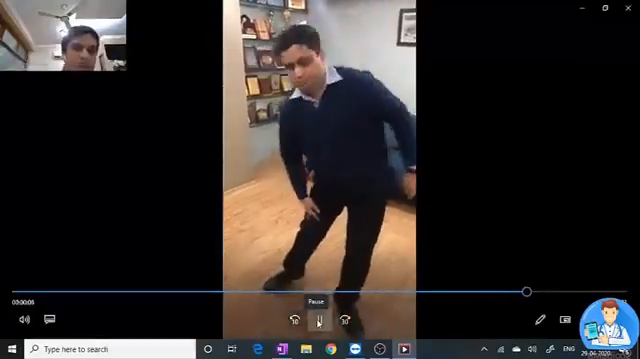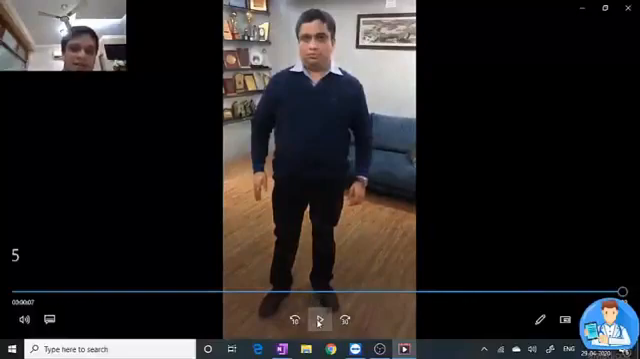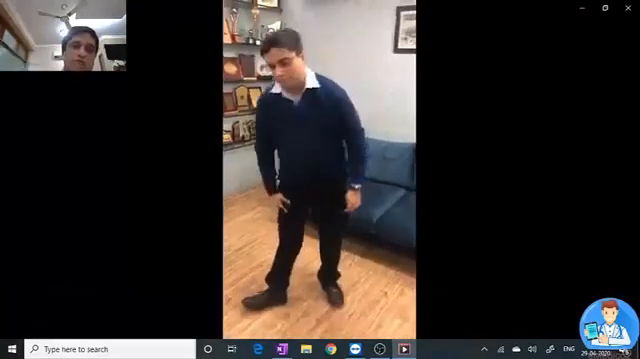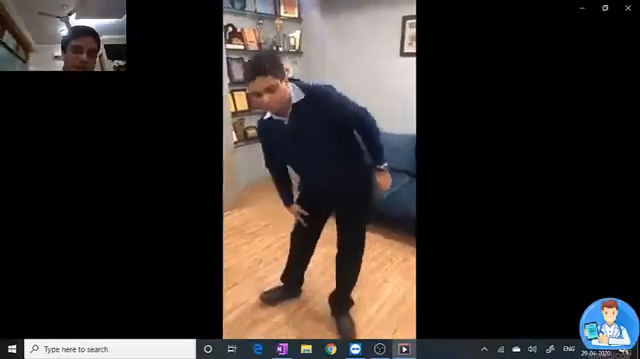So you found a difference. In the waddling gait, I was moving like this, like this, like this. But in lurching gait, I'm just bending towards one side more frequently.